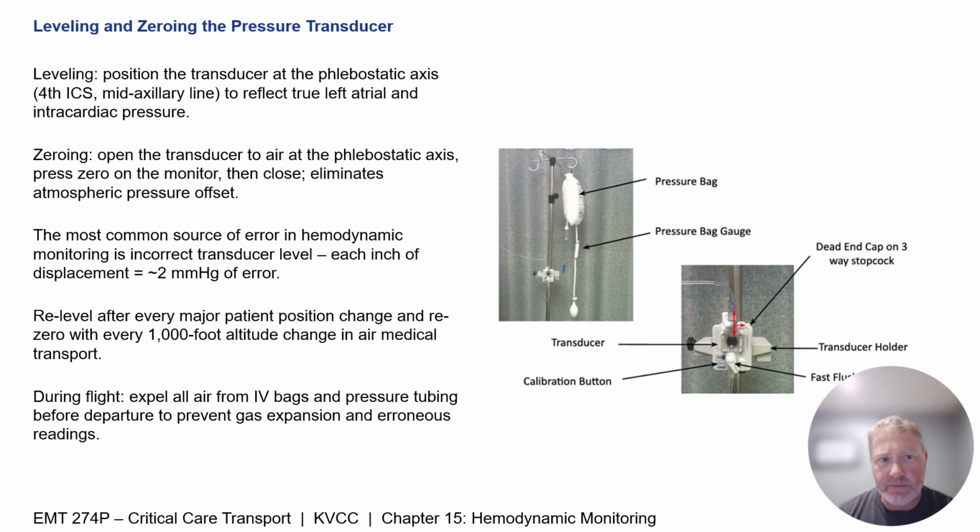If the transducer is placed too low, then the displayed pressure becomes falsely high. If the transducer is placed too high on the body, then the displayed pressure becomes falsely low. Even a small displacement introduces measurable error for these things. Because transport involves movement and loading and unloading and stretcher repositioning and altitude changes, the transducer must be reassessed repeatedly. Many abnormal values are technical errors rather than a true physiological issue.